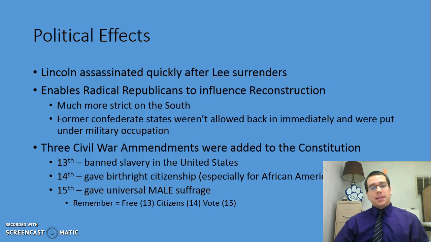Three Civil War amendments that are added to the Constitution are the 13th, 14th, and 15th Amendments. 13th bans slavery, 14th gives them citizenship as long as you're born in the United States, and 15th gives universal male suffrage. The easiest way to remember this is free citizens vote. Free is the 13th Amendment, citizenship 14th, vote is the 15th. Free citizens vote, 13, 14, 15. Get that into your head. You'll get 3 answers on the SOL just like that. All right? Let's move on.